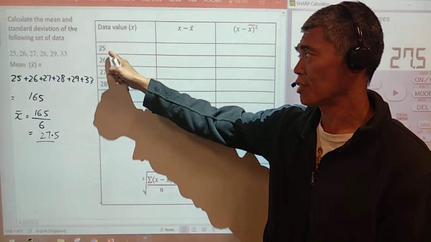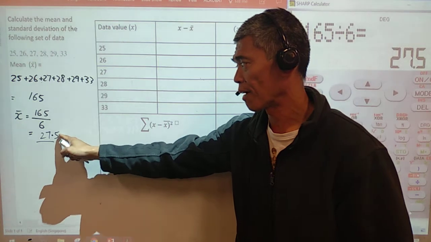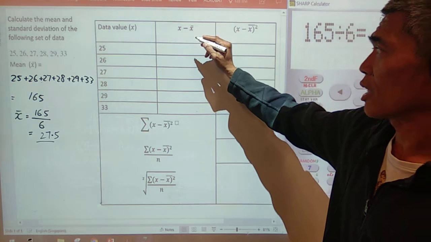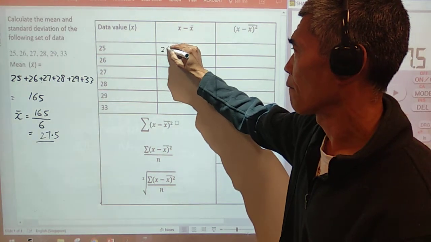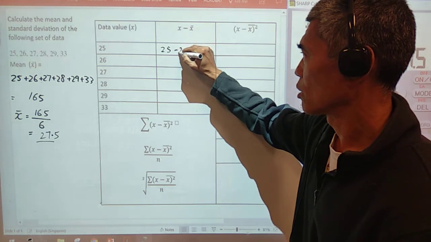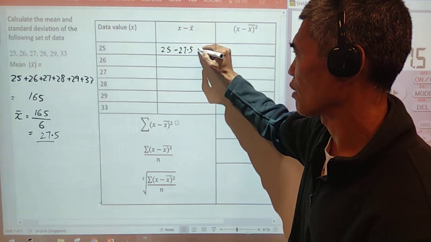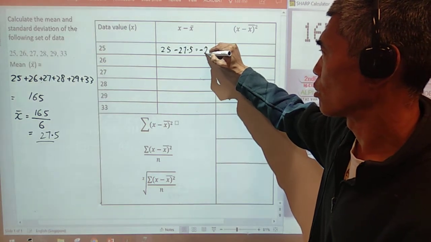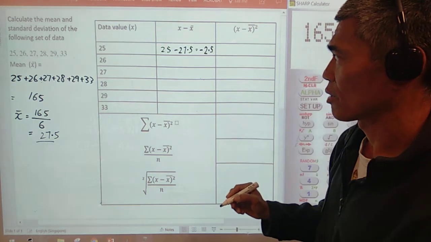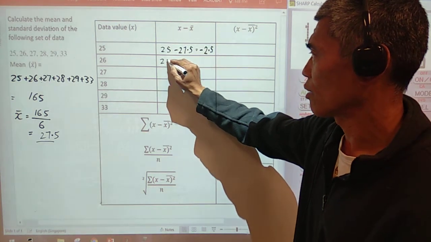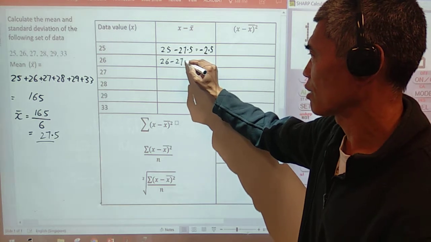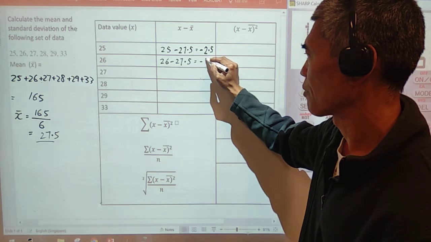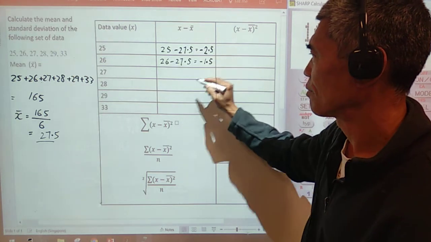We're going to take each of these values and subtract 27.5 from it. So we'll take 25 minus 27.5. That would give us minus 2.5. We'll continue to work through the rest of the values. 26 minus 27.5 will give us minus 1.5.